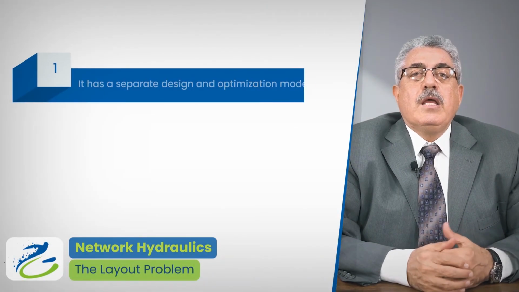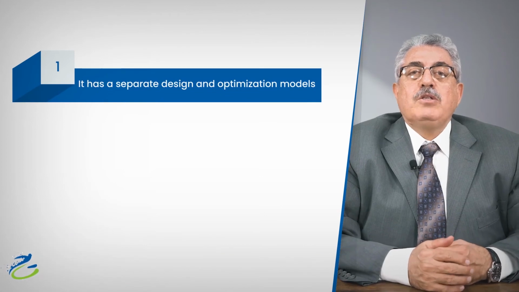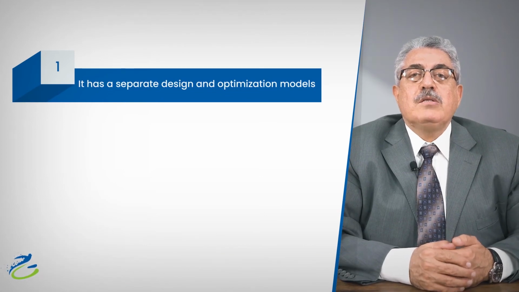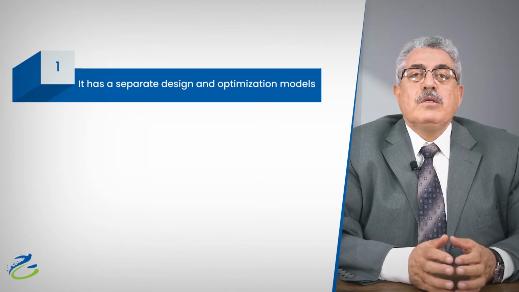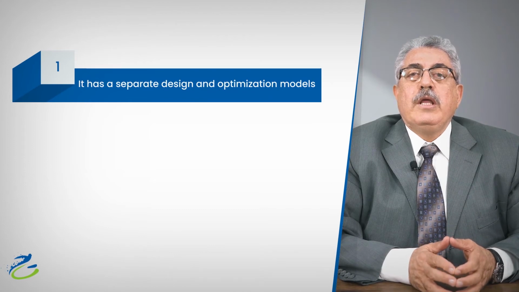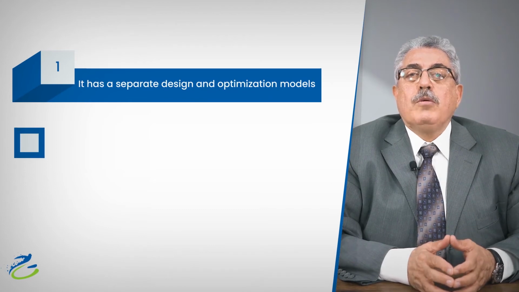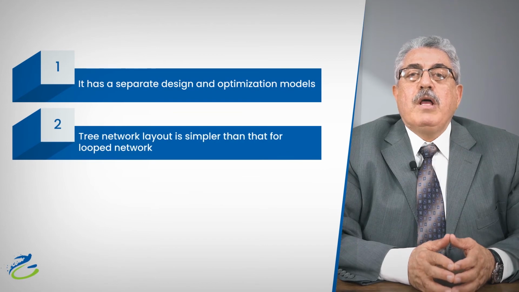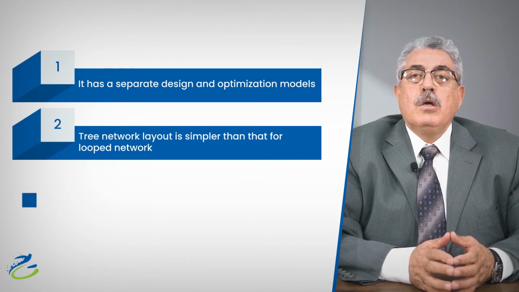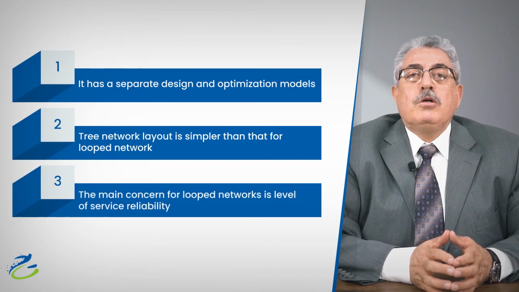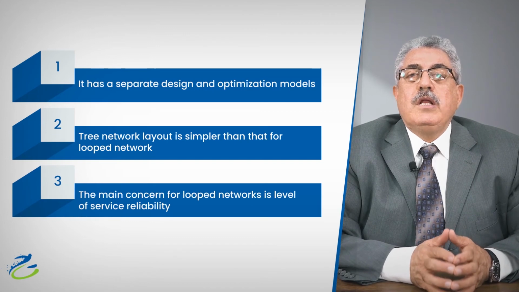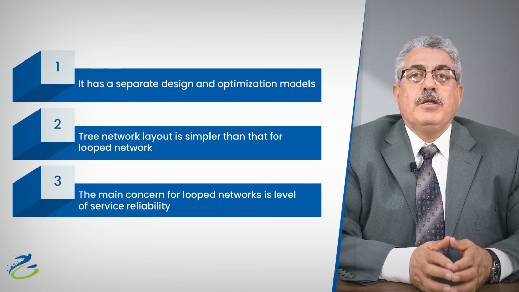Another problem is the location of pipes on plan, which is called the layout problem. This problem has separate design and optimization models different from the analysis, design, and optimal design for a network with known layout. The network layout problem for a tree is simpler than that for a loop network. The main concern for the loop network is the level of service reliability.